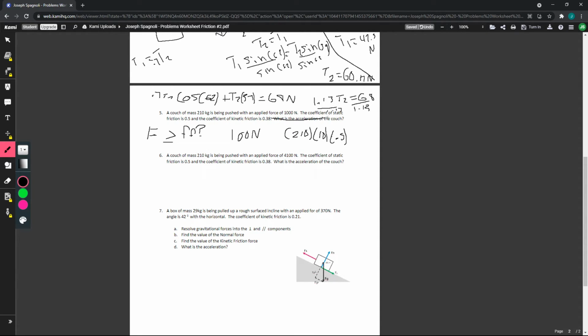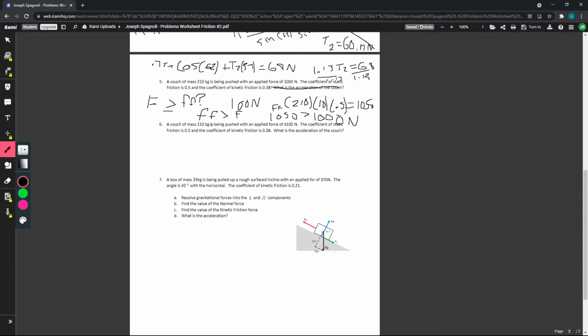So there is no acceleration because it can't move at all because the force of friction is greater than the force, because that is equal to 1,050. And so 1,050, which is force of friction, is greater than 1,000 newtons of our applied force. There we go. That was easy enough.